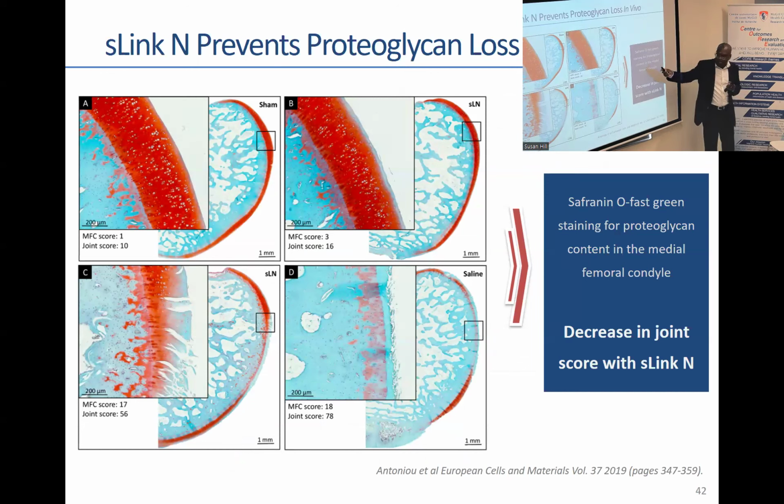And you can go to histology. You can look at histology. And if you look at histology, that is a sham. You see the short Link again coming in two main flavors. You've got this one and you've got that one. But most of the saline were around this flavor. So you can quantify all that. And what we saw is that actually short Link prevents proteoglycan loss in vivo.